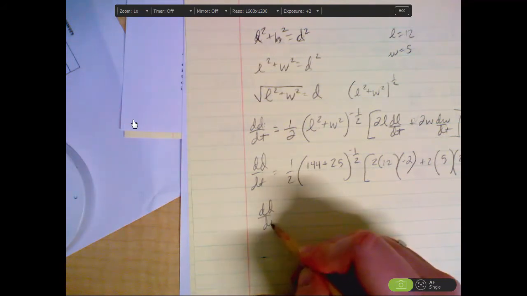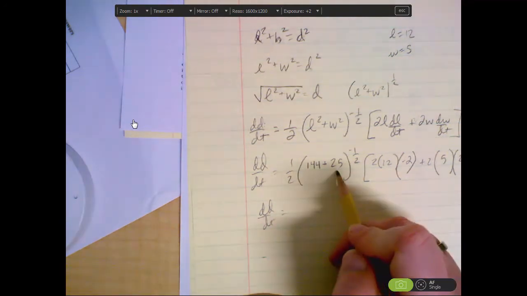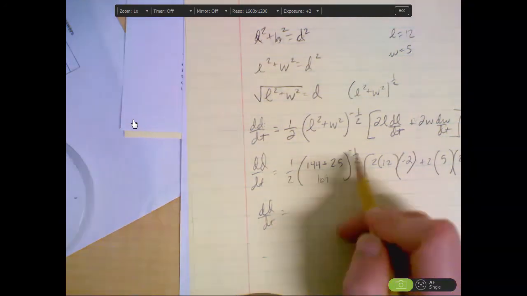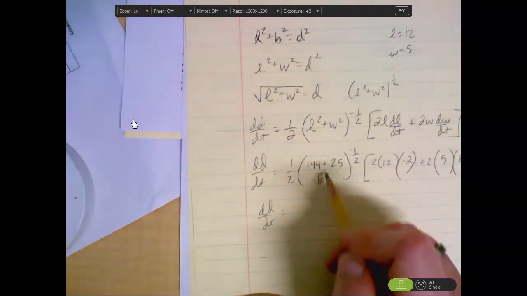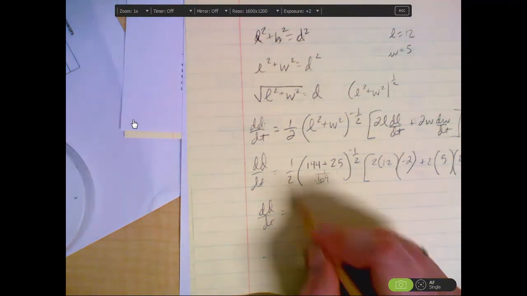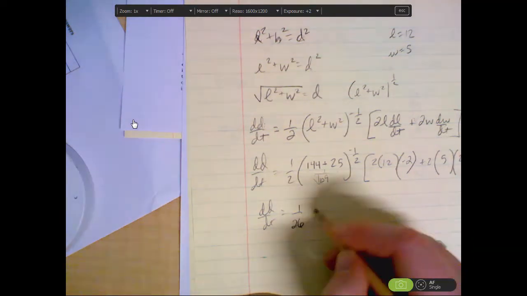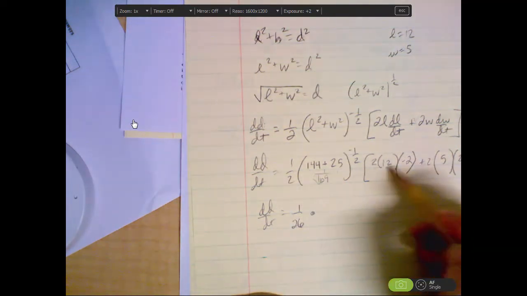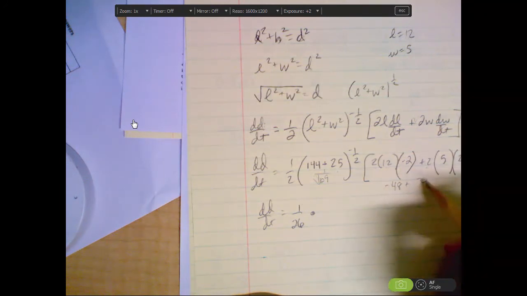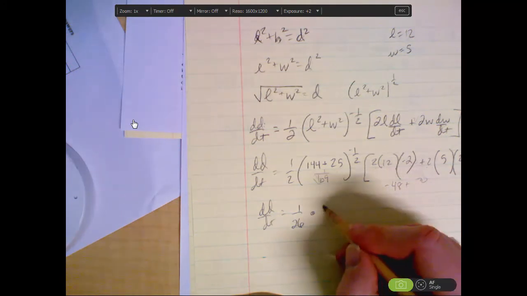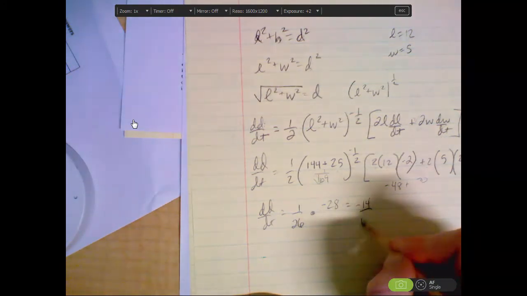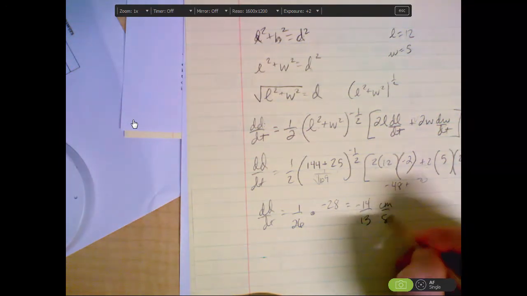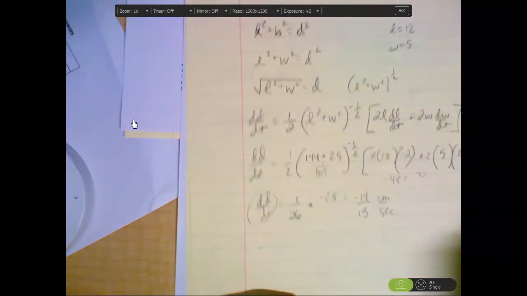dD/dt. This adds up to 169 to the negative 1/2, which means 1 over the square root of 169, which is 1/13th, times 1/2 is 1/26th, times 24 times negative 2 is negative 48 plus 20, negative 28. So times negative 28 equals negative 14/13 centimeters per second, because it's the change in the diagonal.